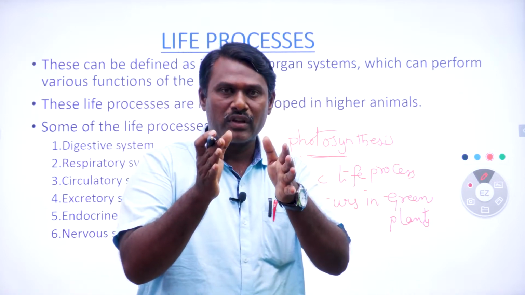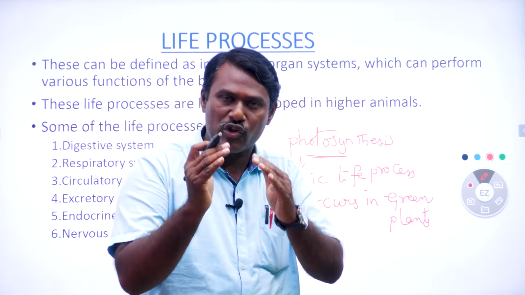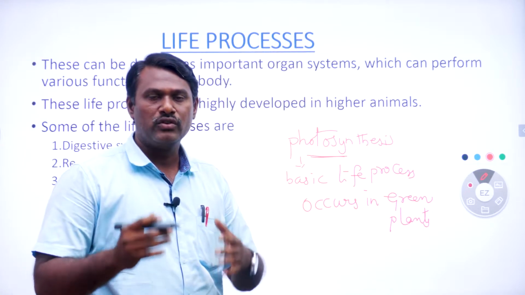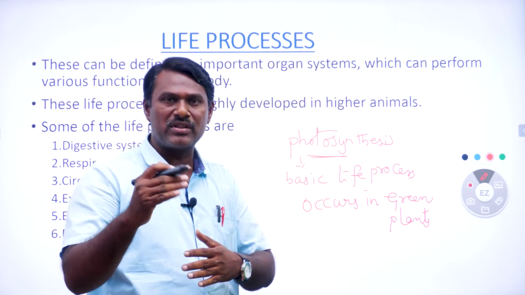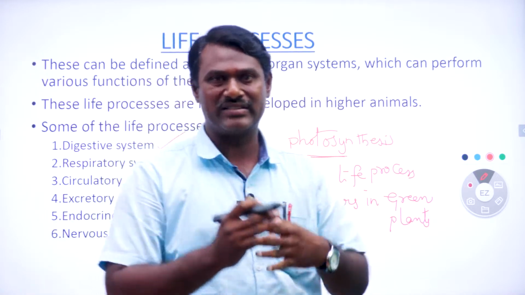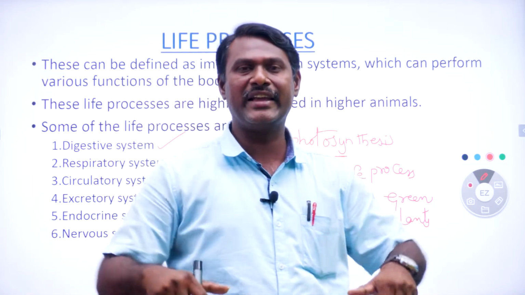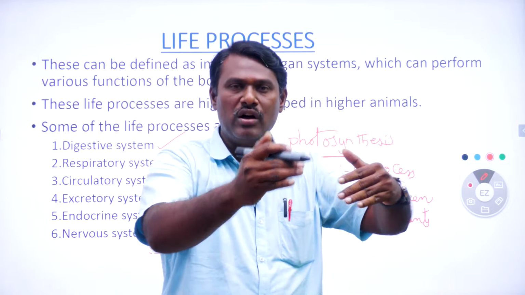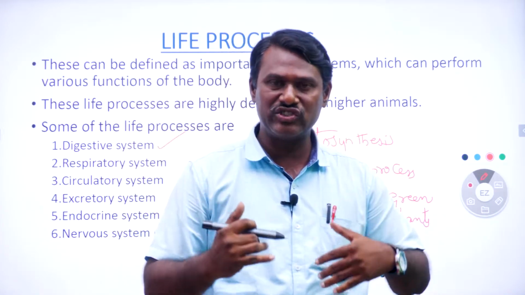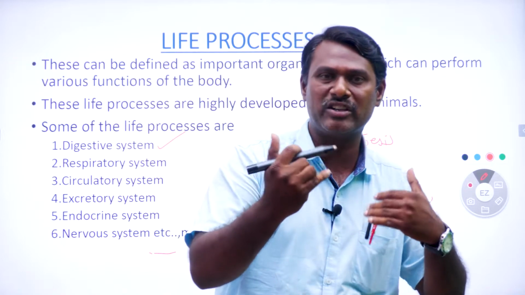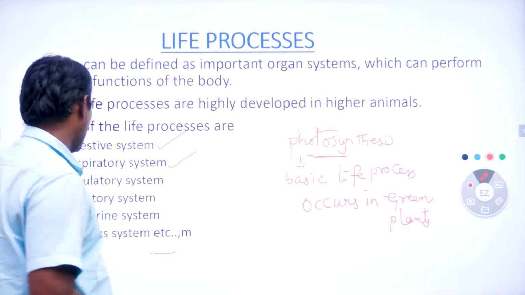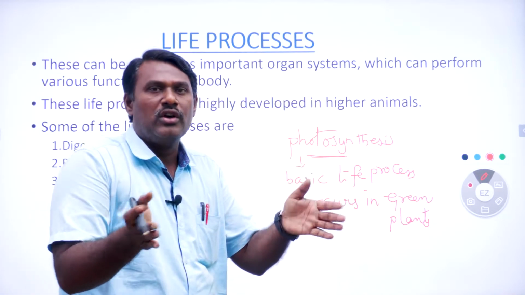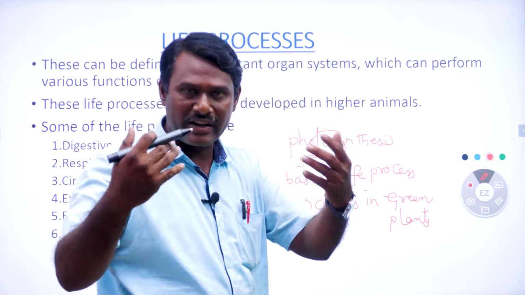The life processes which occur in human beings particularly are, we have the digestive system. After photosynthesis, plants can prepare the food material, and we are taking food from the plants. That food material, whatever we take by the digestive system, is finally converted into glucose. That glucose molecule undergoes the respiratory system to produce energy. So that is the importance of the digestive system and the respiratory system. The end product of the human digestive system is glucose, and that glucose molecule undergoes the human respiratory system to produce energy.